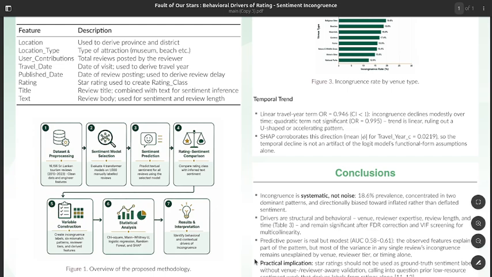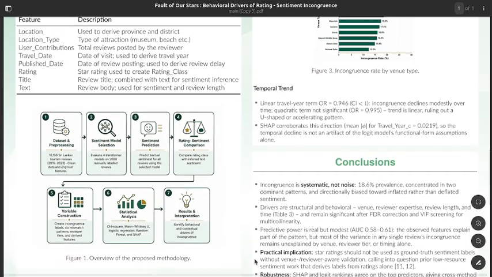After predicting the sentiment for all the reviews, we compared the predicted textual sentiment with the rating-derived sentiment. Whenever they differed, we classified the review as incongruent. Finally, we used statistical tests, logistic regression, random forest, and SHAP analysis to investigate the potential drivers of incongruence.